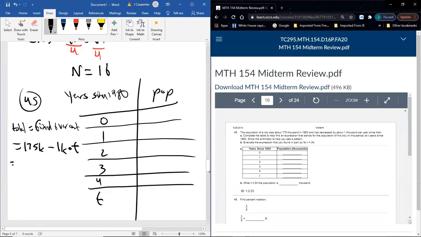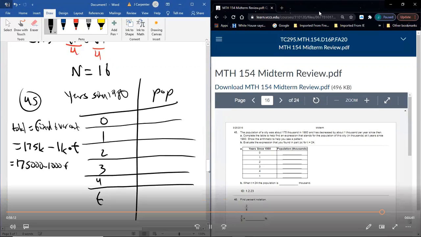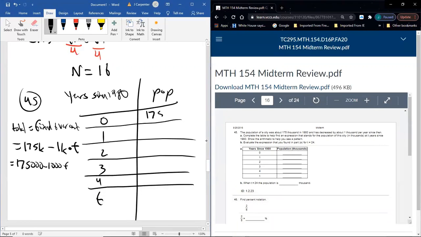So without Ks, 175,000 minus 1,000 T. So the population in year 0 is 175K. The population after 1 year is 174K. After 2 years, 173K. Another year, 172K. Another year, 171K. And then someone's going to go 170K here because they're not paying attention, and that's wrong.